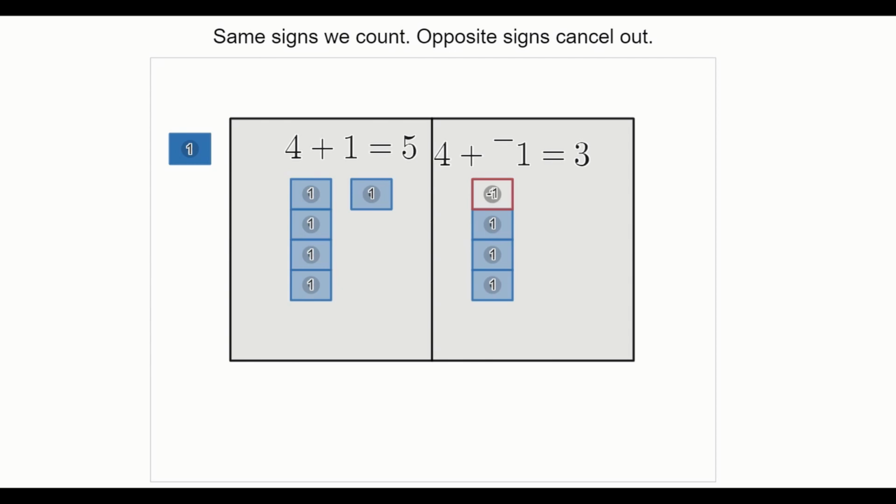To summarize, when adding positive and negative integers, when we have the same sign, we're going to count up all the tiles. And when we have opposite signs, they're going to cancel out.